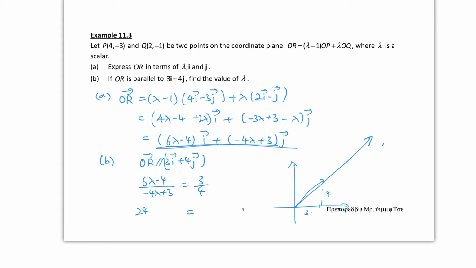So this is 24 lambda minus 16, and then negative 12 lambda plus 9. So 36 lambda, and then this is 25. Lambda is equal to 25 over 36.